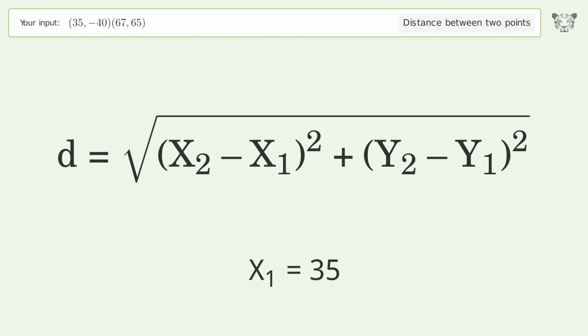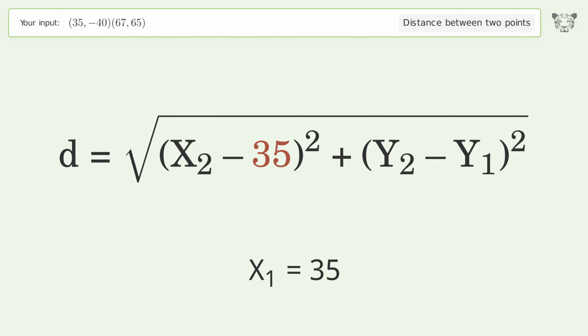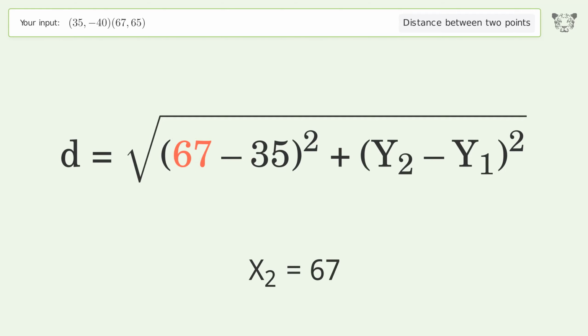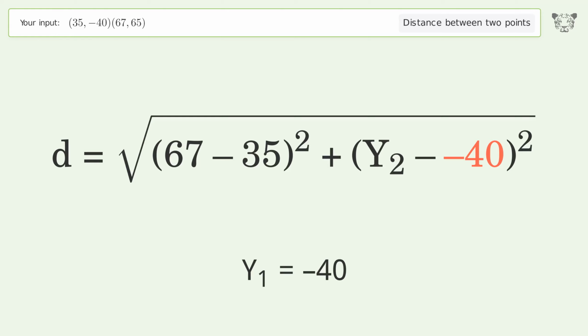x1 equals 35. x2 equals 67. y1 equals -40. y2 equals 65.